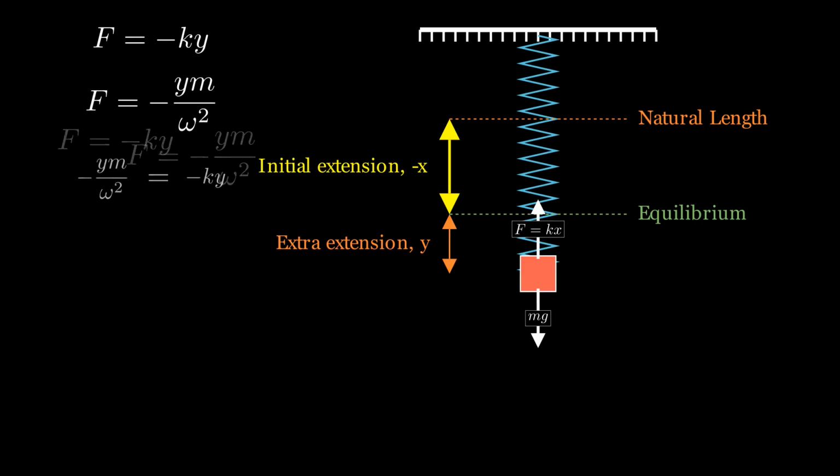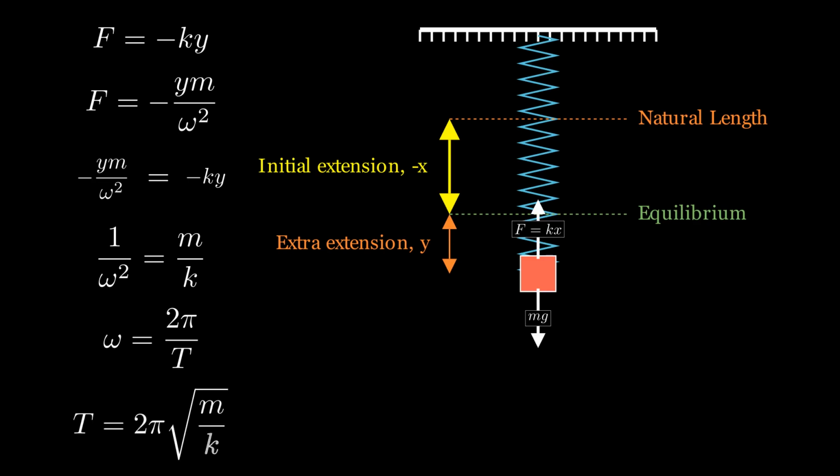Again a quick tidy. As we have two formulas for the same force, we can make them equal to each other. Now we can cancel to get 1 over omega squared equals k over m. Finally we can substitute our definition for omega in, to get our final formula for a spring in SHM, T equals 2 pi times the square root of m over k.